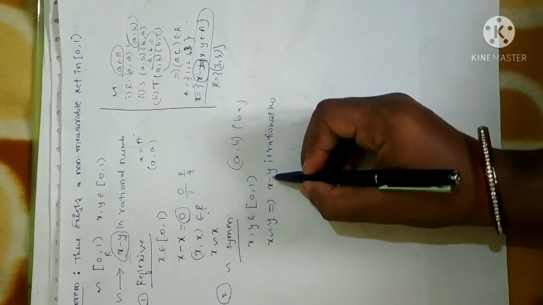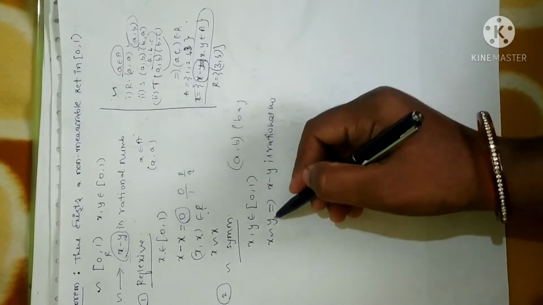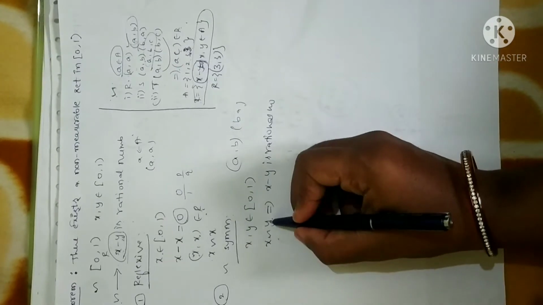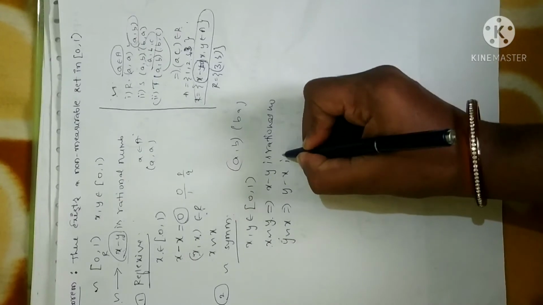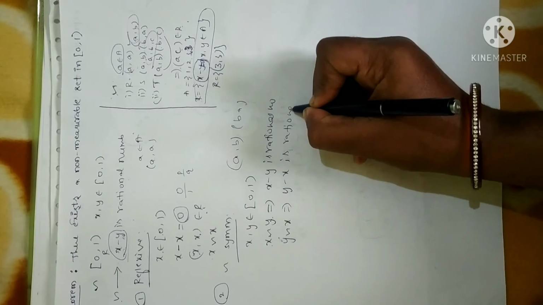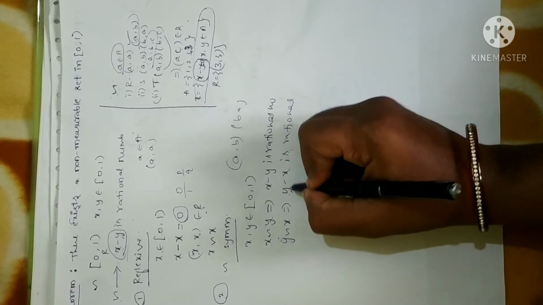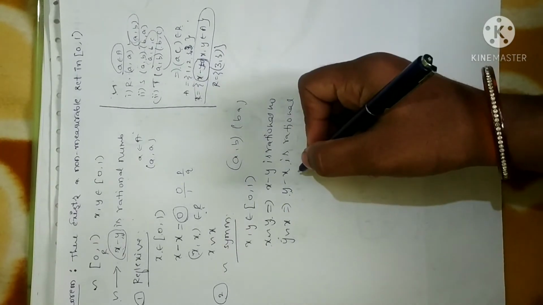So x is related to y, so this condition holds good obviously. Then I have to prove y is also related to x. In the sense y is related to x, I can write y minus x is also a rational number. Fine. If you want, you can take any counter example. If you subtract two rational numbers, again you will get back a rational number.